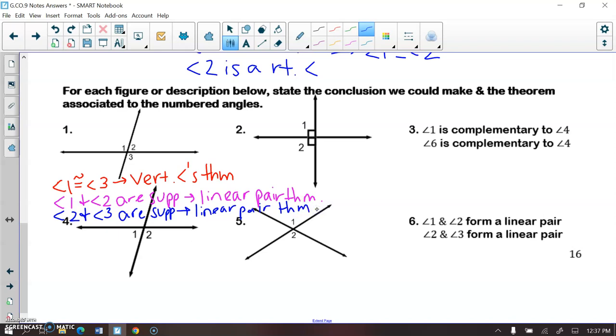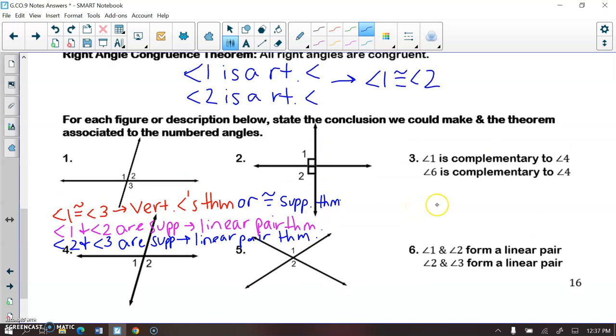And since I know that angle 1 and angle 2 and angle 2 and angle 3 are supplementary, so angle 2 is both supplementary to angle 1 and 3, I can also say that angle 1 and angle 3 are congruent by the congruent supplements theorem. So there are multiple reasons why I can say angle 1 and angle 3 are congruent.